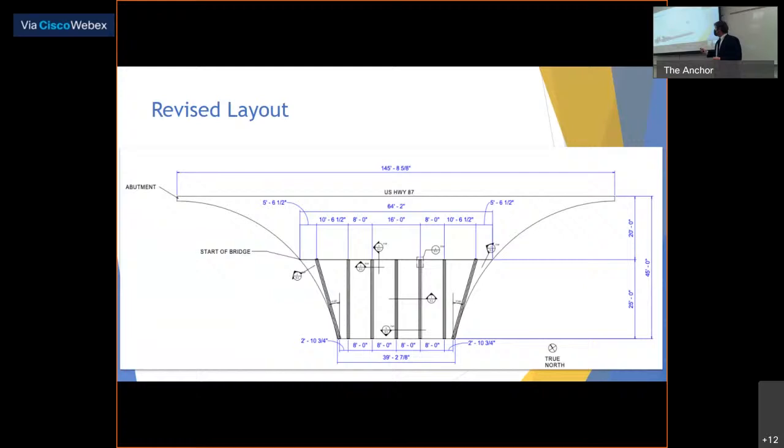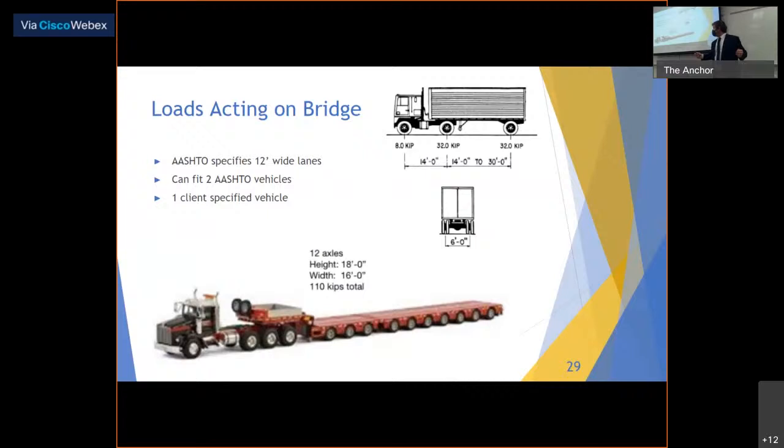For our loads, AASHTO actually specifies 12-foot lane increments, and we were provided a vehicle by our client, as seen in the bottom, and we did some digging to find out that the vehicles that typically go through our roadway are pictured in the top right. And for calculations, we looked at the probability of two AASHTO trucks being on our bridge at the same time, as it's wide enough to fit two vehicles. But for our client's vehicle, we can only fit one. So when we ran the calculations, we found out that our AASHTO truck provided higher loads, and thus we built it for that, for the probability of two vehicles being on there at the same time.